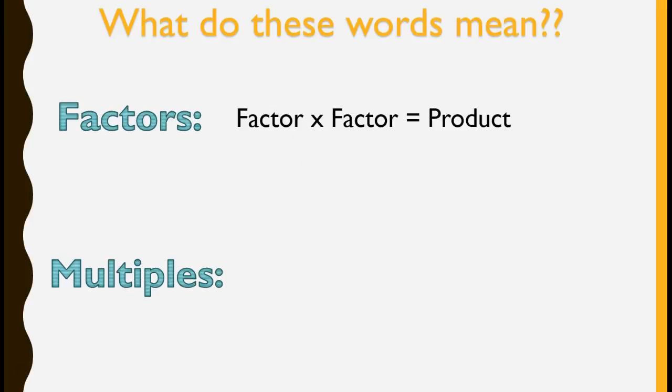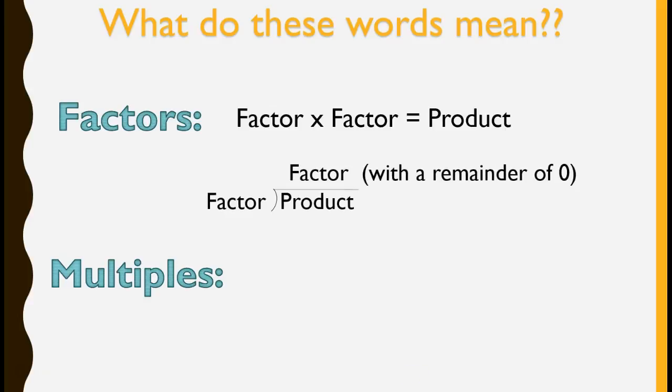Now the reciprocal is also true, which is division. If you divide a product by a factor, you'll always get the other factor with a remainder of 0. If you have any kind of remainder, then it's not a true factor. You want a smooth division. So in our example, 6 divided by 2 would equal 3 with a remainder of 0. So 3 and 2 are factors of 6.